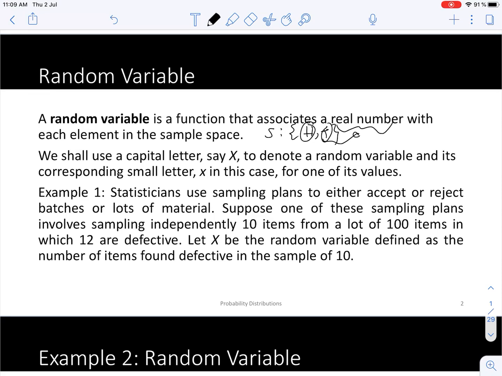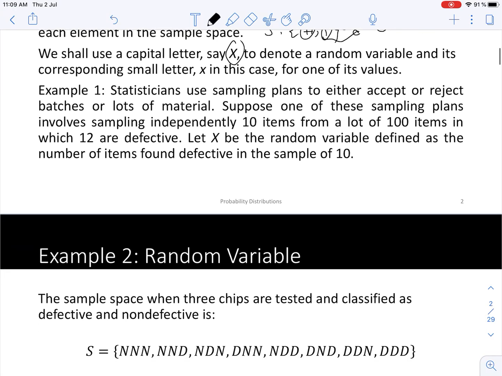So the way in which we denote a random variable is using capital letters, mainly the letter X, the letter Y, or the letter Z. Those are like the most popular names that we use to describe a random variable. So here is an example.